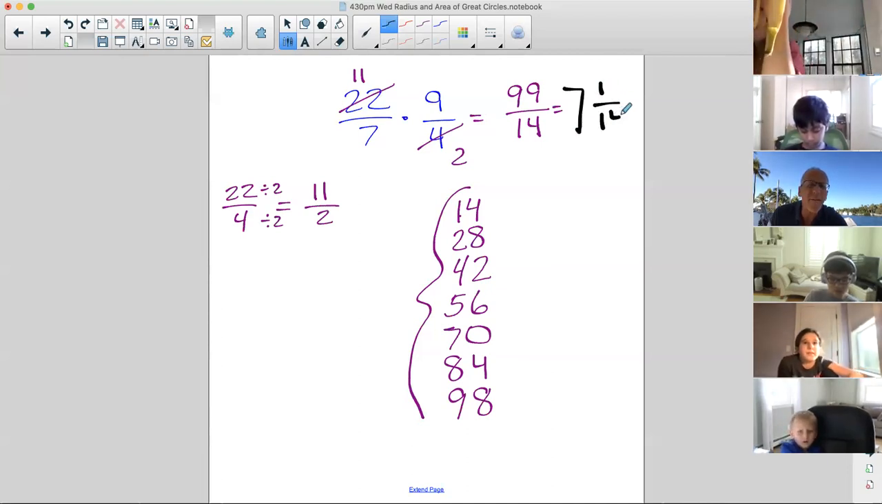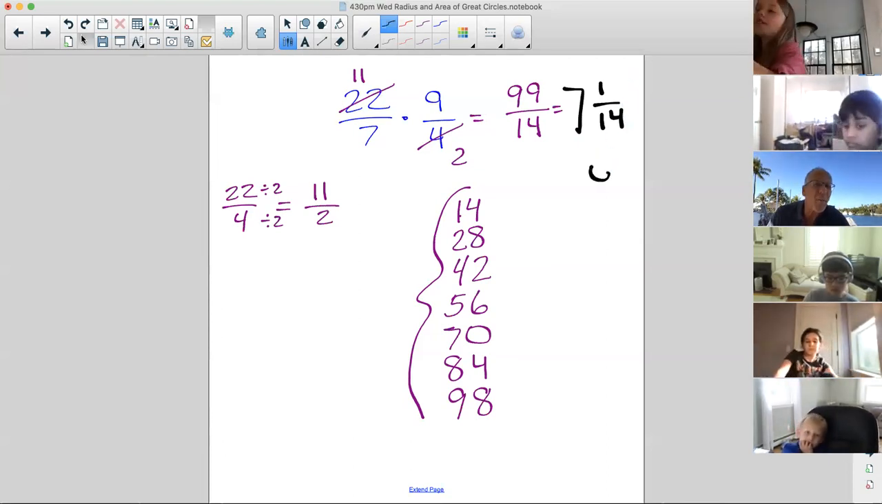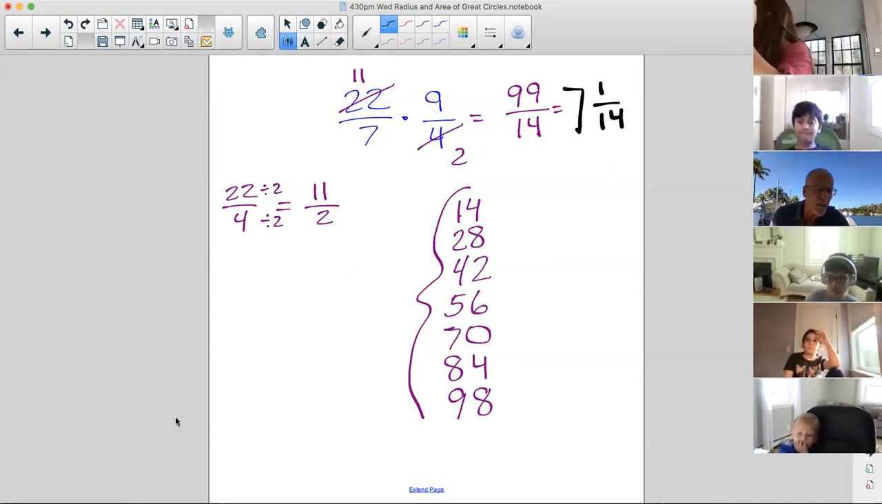And 1 left over. So that means that the area of a tennis ball is, and Raymond, you've got to keep yourself muted here now, buddy, 7 1/4 square inches.